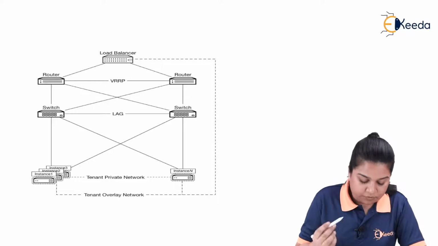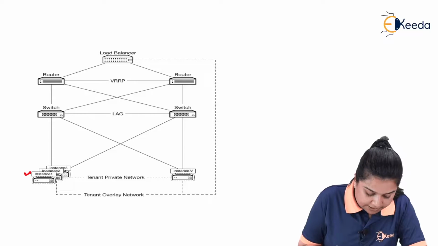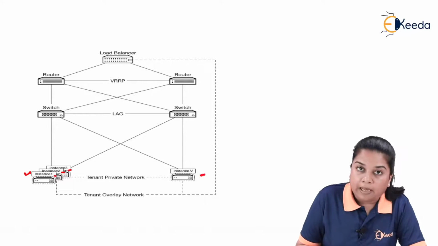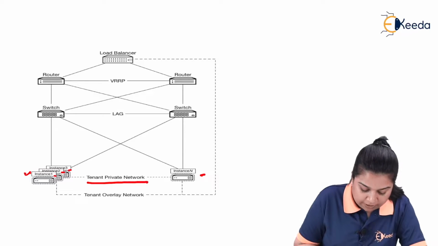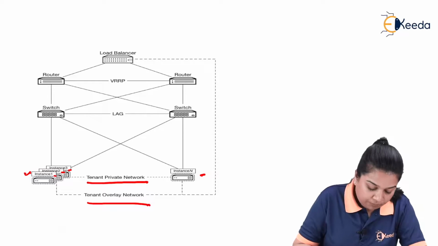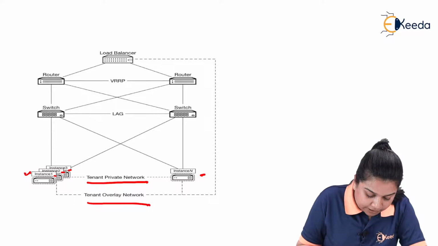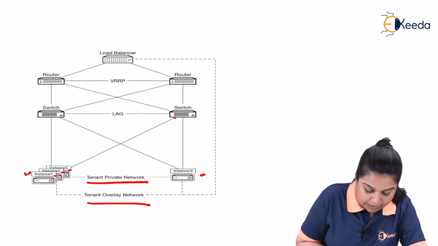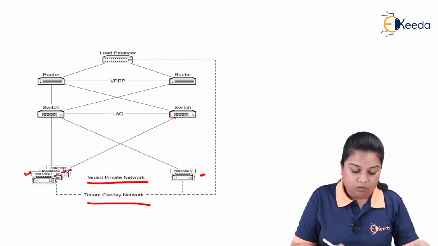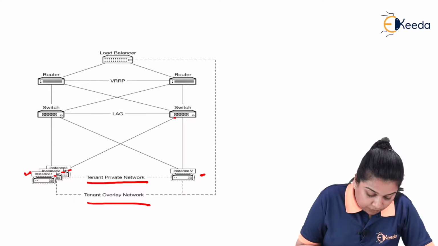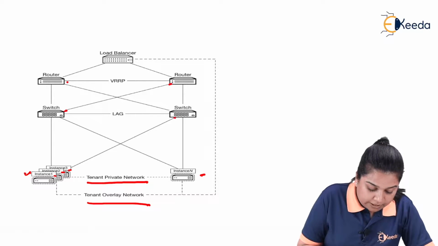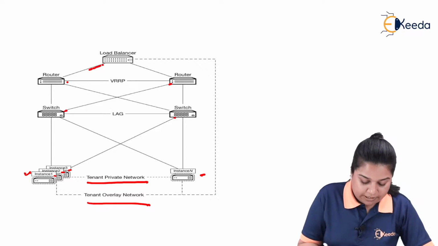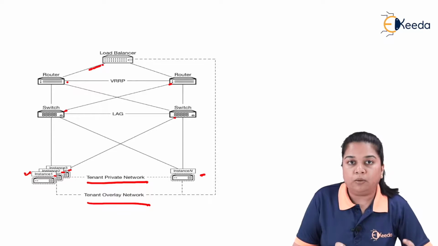How does the load balancer work here? See, we have these instances, instance 1, 2 and 3, then up to instance n. This is the tenant private network and this is the tenant overlay network. Now these instances are connected with switches in a mesh network. Then these switches connect to the routers, and then it is connected to the load balancer, and this is how this particular scenario works.